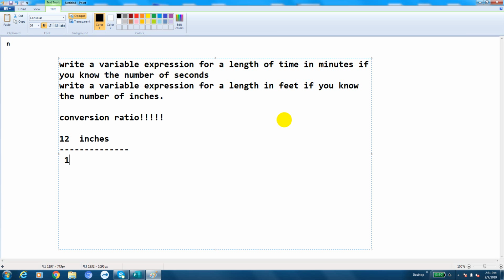in a foot. So the first thing you have to do is write down the conversion ratio. That's the first step. Then you do an equal sign, and then you do one of those things.